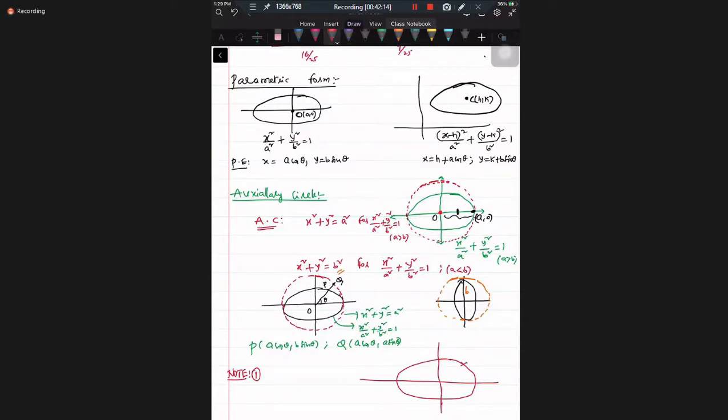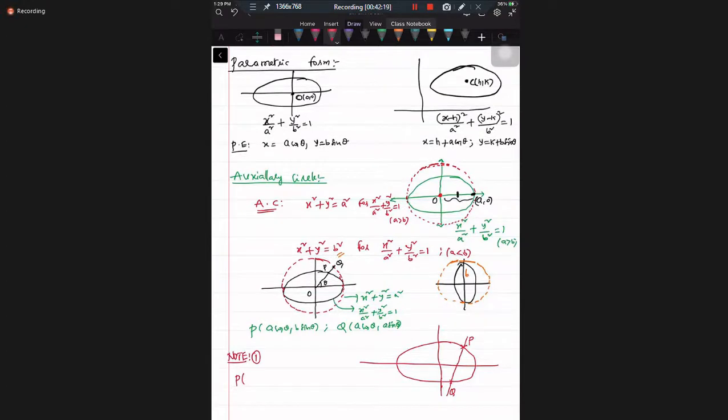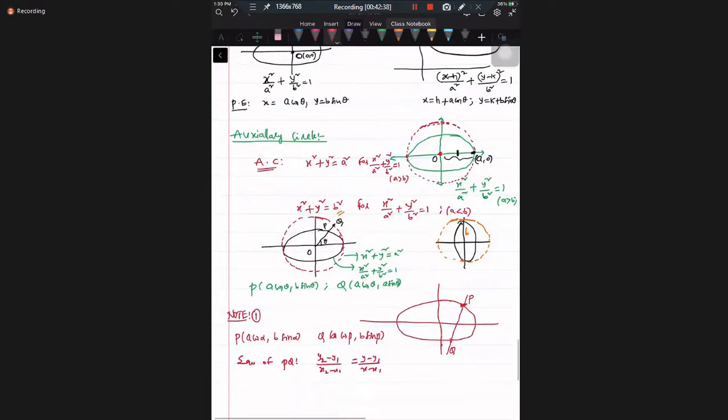See, my point is now, what is the equation of the chord? Take a cos alpha, comma b sin alpha, and a cos beta, comma b sin beta, no, students. That is only different, right? The angle is only different on the same ellipse, right? All of you know. Then what is the equation of PQ? That is what we need. y2 minus y1 by x2 minus x1 equal to y minus y1 by x minus x1. So this is the equation.